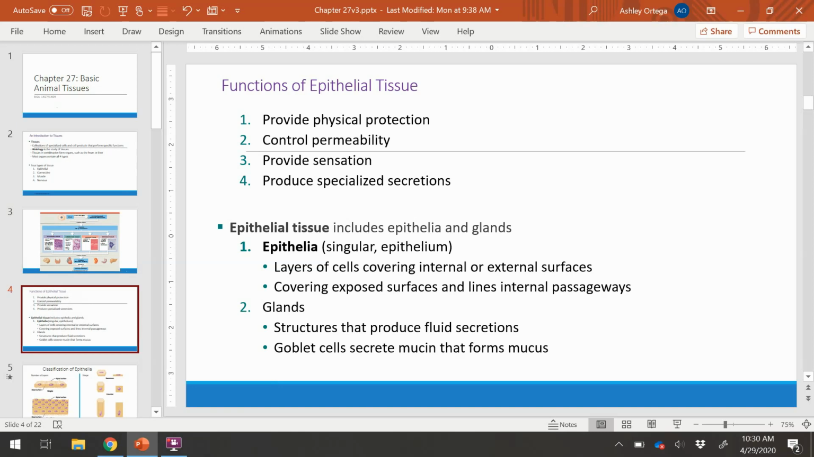So here we also see epithelia as a singular form; epithelium is plural. These are defined as layers of cells covering the internal or external surface. And that can be exposed surfaces and internal passageways.